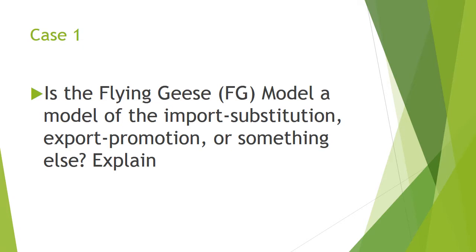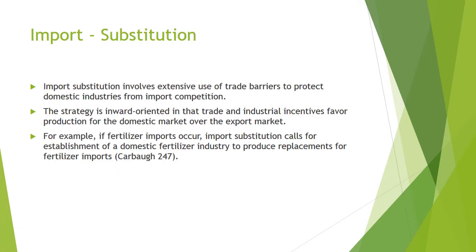Case 1. Is the Flying Geese model a model of import substitution, export promotion, or something else? Explain. So essentially, here are the definitions of all three criteria for this question. Import substitution involves extensive use of trade barriers to protect domestic industries from import competition. The strategy is inward oriented in that trade and industrial incentives favor production for the domestic market over the export market. For example, if fertilizer imports occur, import substitution calls for an establishment of a domestic fertilizer industry to produce replacements for fertilizer imports.